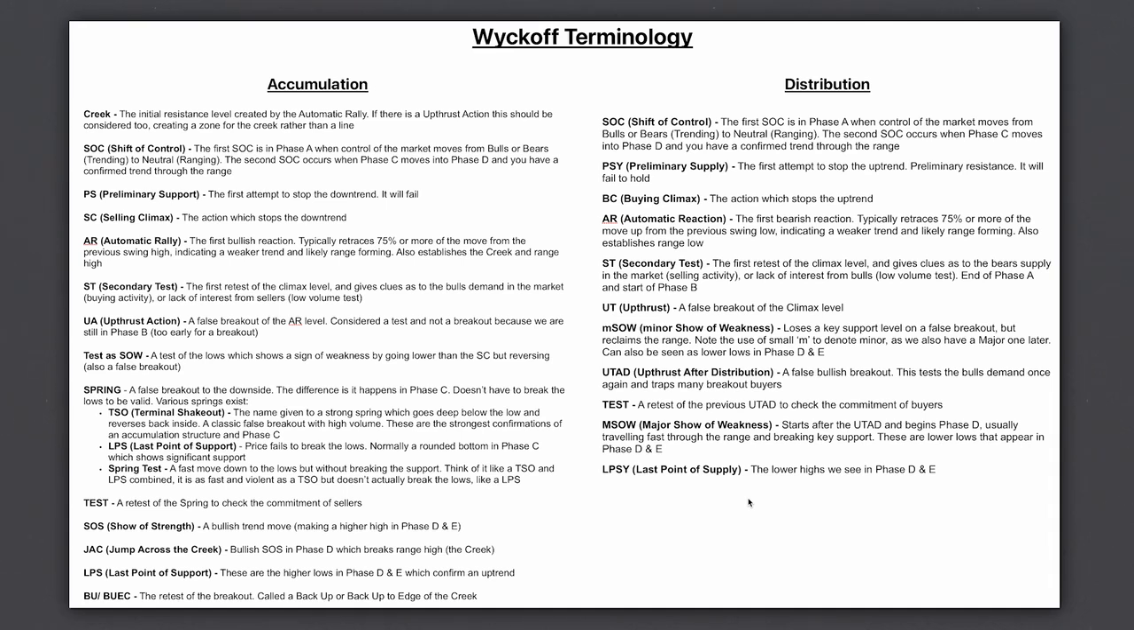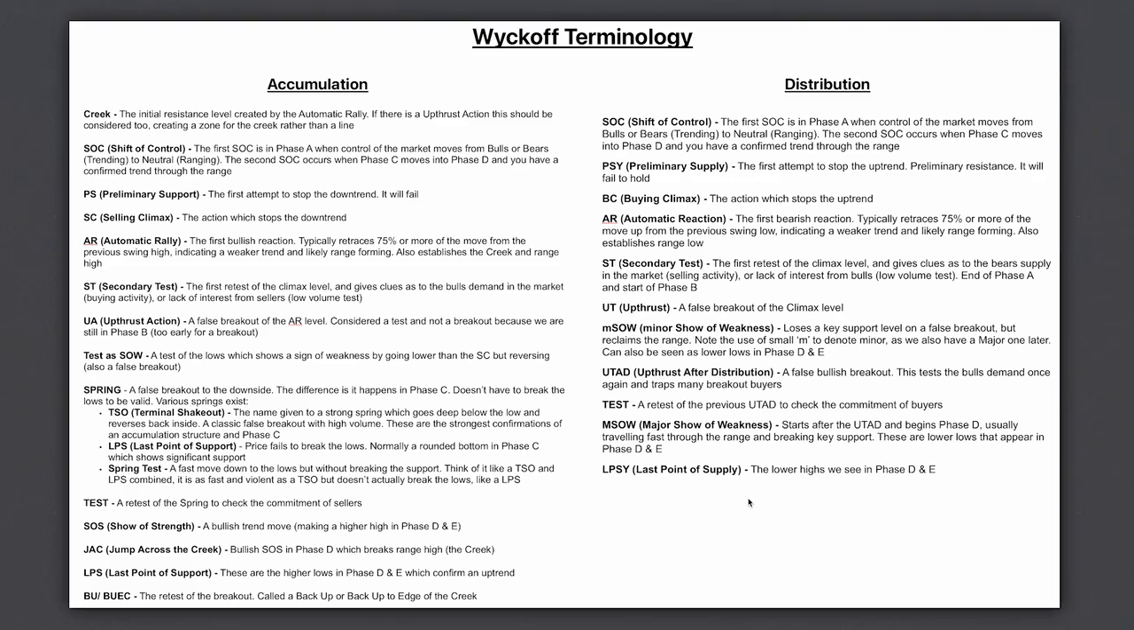Now in distribution, we have the same shift of control. In distribution, the market will shift from bullish to ranging and then to bearish. But it's the same thing. You have two of them, and you want to look out for them. PSY, preliminary supply, same as preliminary support, just inversed. It's the first attempt to stop the uptrend. It will fail because we go into a buying climax. The next one, BC, is the action which stops the uptrend.